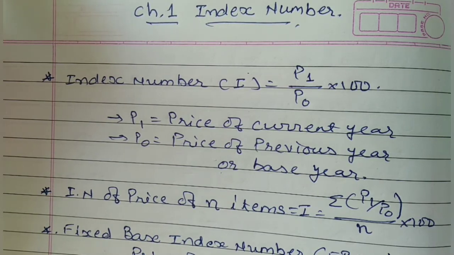It is the percentage change observed in the value of any variable as compared to the same for any definite period. That is called the index number.